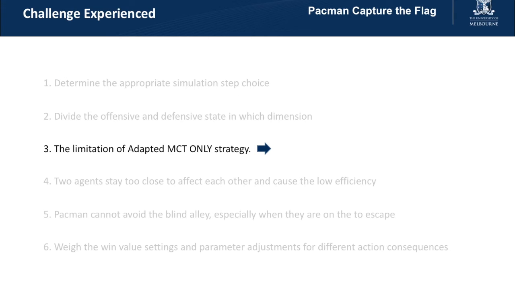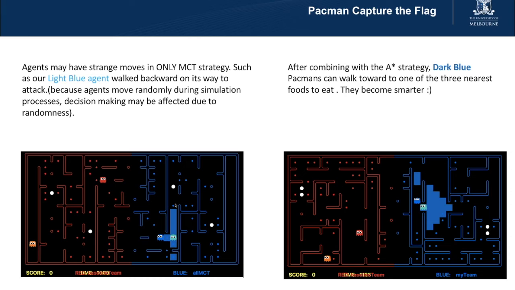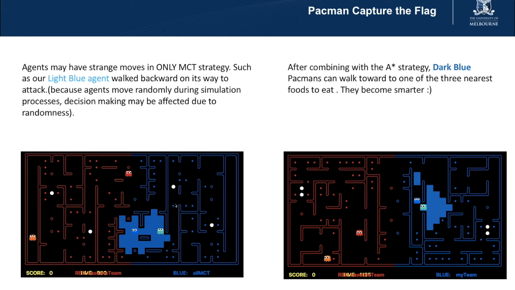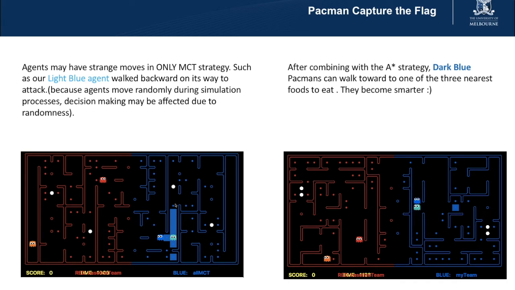The third challenge is the limitation of the adapted MCT only strategy. Agents may have strange moves in the adapted MCT only strategy, such as the first video shows that our light blue agent walked backward on its way to attack because the agent moved randomly during simulation processes. Decision making may be affected by the randomness. Well, after combining with the A-star strategy, blue Pac-Mans can walk towards one of the 3 nearest foods to eat. They become smarter and never walk backward without any reason.